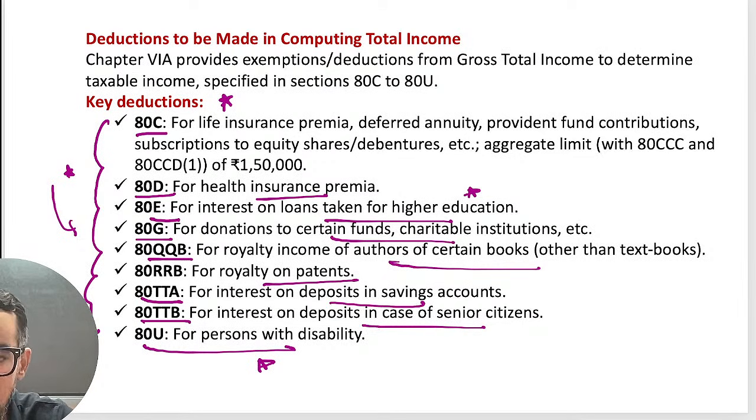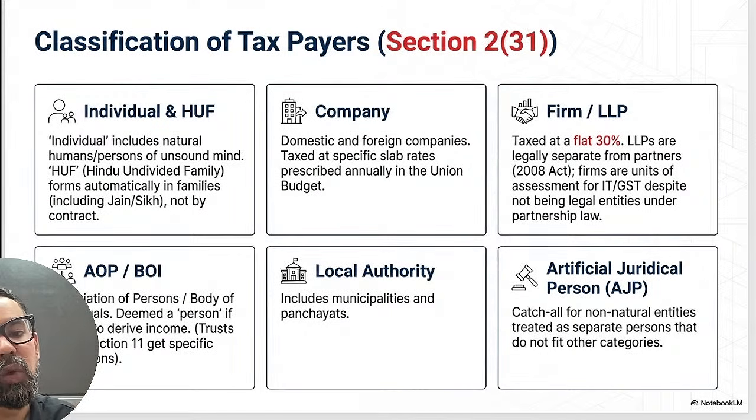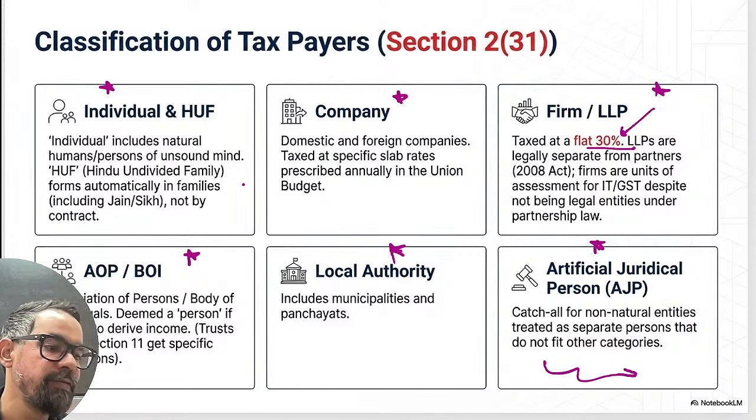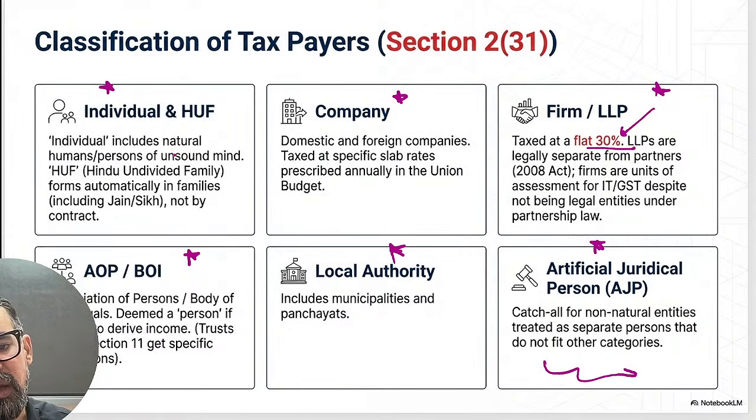These are the concessions. Then, when it comes to the different types of taxpayers, we have individuals and HUF. Then we have companies registered under the Companies Act. We have LLPs, which have to pay a flat 30%. We have AOPs or BOI, Association of Persons or Body of Individuals, local authorities, and artificial juridical persons, which are not covered under the previous 5. So these are what generally come under this, right?